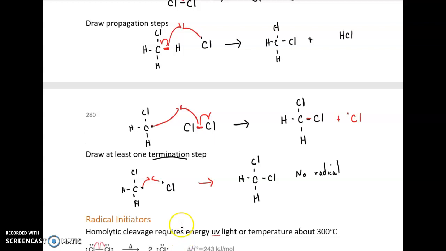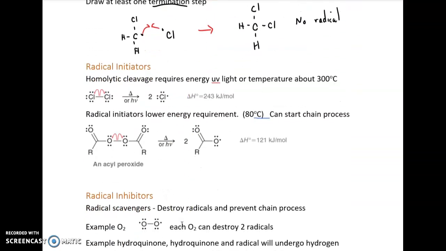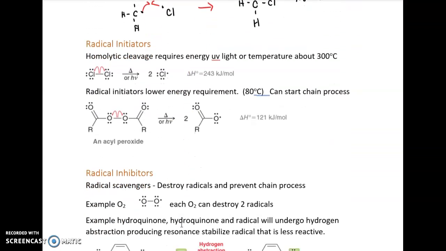Now there are a couple of ways that we can favor this process. The homolytic cleavage requires energy, and we've been showing this as UV. It can also be heat. At a temperature of about 300 degrees, which is going to cook most of our organic molecules, right? So we have initiators that we can add to lower the energy requirements to about 80 degrees C. And this is a popular one because it is resonance stabilized.